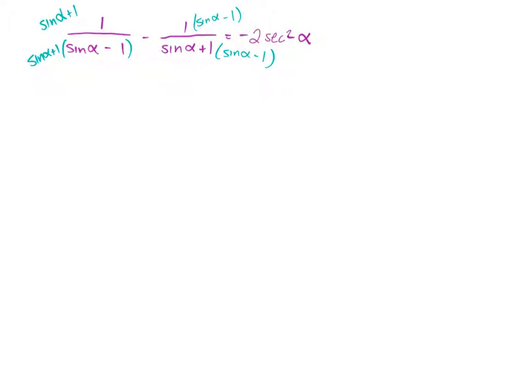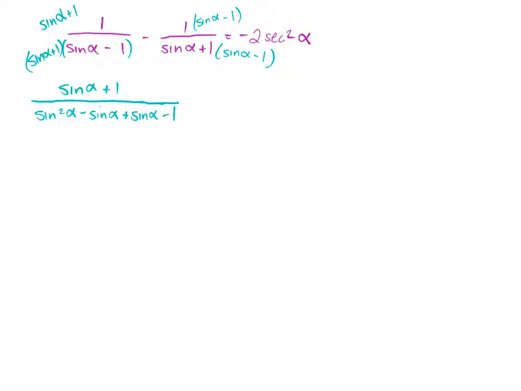And this is just doing your foiling, first, outer, inner, last. So I'm going to go ahead and make my numerator sine alpha plus 1, and then I'm going to expand all of this out just so you guys can see what's going on here. First, sine alpha times sine alpha is sine squared alpha, minus sine alpha. Then you do inner, which is plus sine alpha, and you can probably already see where this is going to go, and then minus 1. So that's the first term.